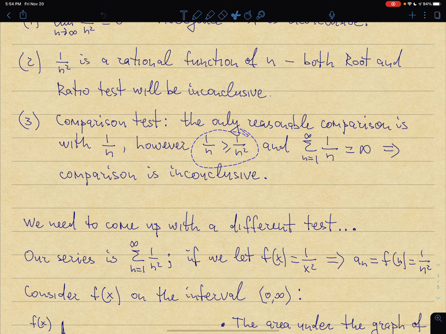And at the same time, 1 over n is greater or equal than 1 over n squared for all n, so that means that the sum of 1 over n squared should be less or equal than the sum of 1 over n, and the sum of 1 over n is infinity. So that means that the series 1 over n squared should add up either to a finite number or to infinity, so we don't really know if the series converges or not. So that means that the comparison test really is not going to be of any use at this point, and we have to come up with a different test.